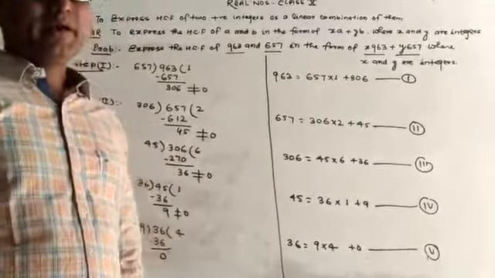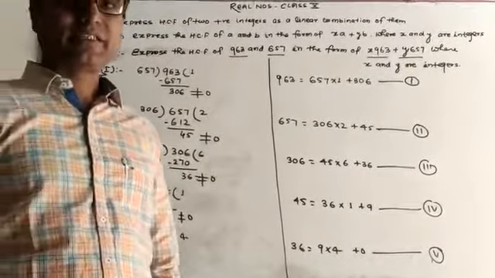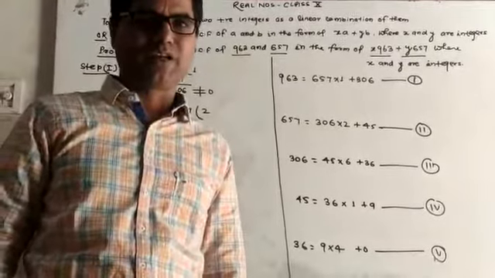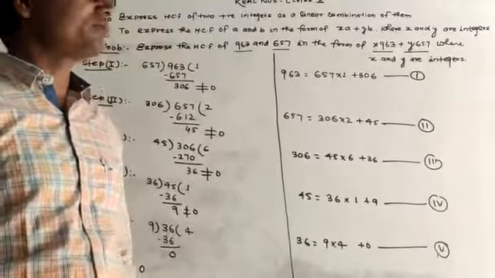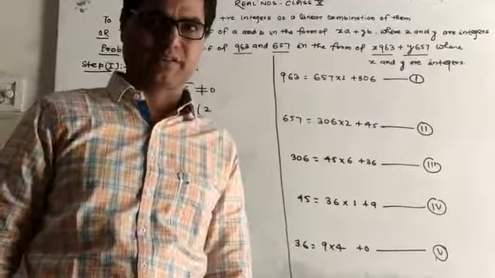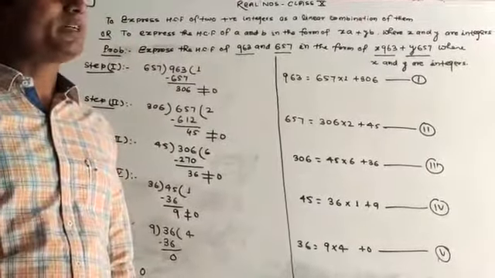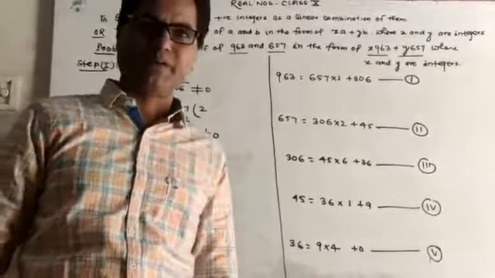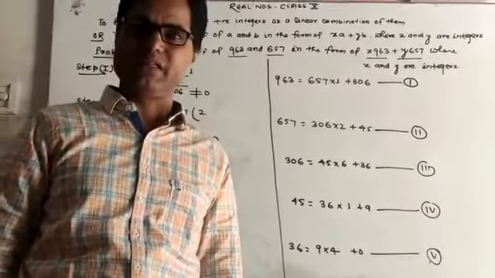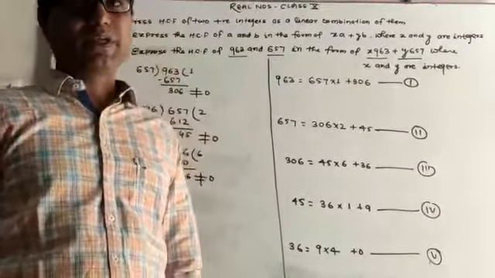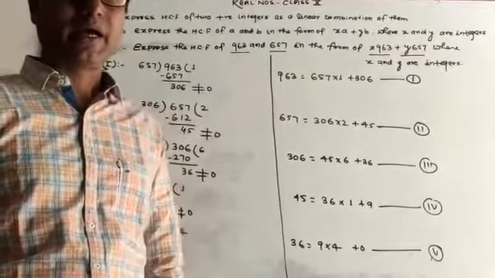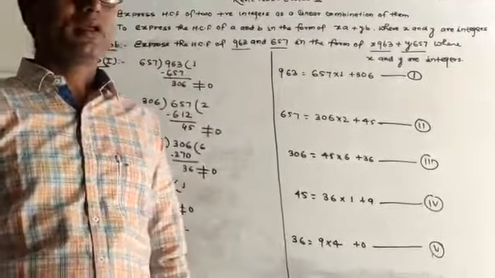Today we will learn how to express the HCF of two given numbers in the form of their linear combinations. In other words, we can say how to express the HCF of two given integers a and b in the form of xa plus yb, where x and y are any integers.